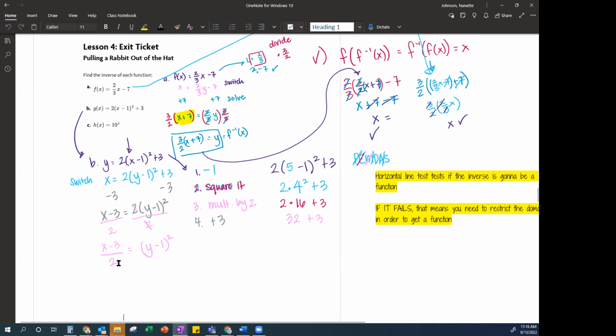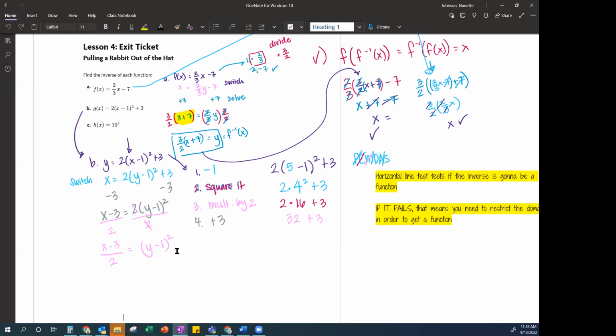Miss Johnson, if I don't put the whole thing over 2, will I be wrong? Yes, you will be wrong. Okay. The next thing, I've taken care of the a and I've taken care of the denominator. So now I'm looking for exponents. Is there an exponent on the y side? And you're like, yes, Miss Johnson, I see the exponent. So then we are going to square root both sides.